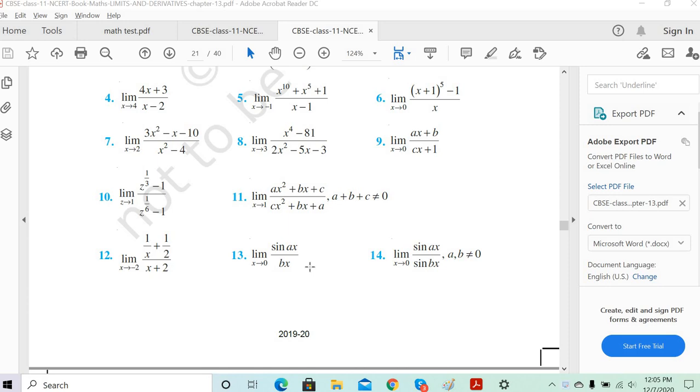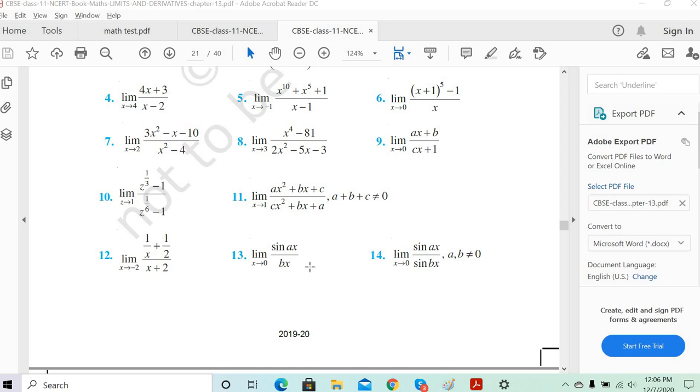Correct? Yes, sir. Now, if you want sin ax as denominator, then what will you do? You will multiply and divide with ax. Numerator you multiply and divide with ax, denominator also you multiply and divide with bx. So you can apply the limit x tends to 0 on numerator and on the denominator also. Then x will get cancelled, and then you will get the answer.